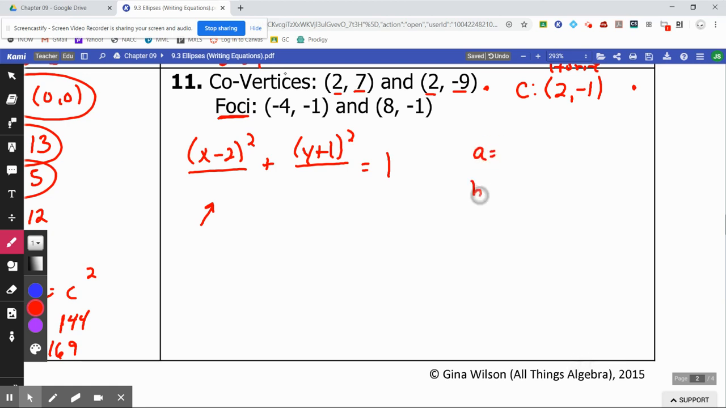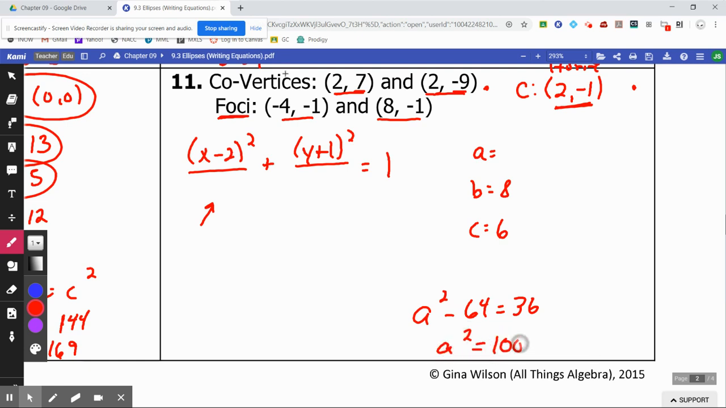We don't have A, but my B value is the distance from the center to either one of these, which would be a distance of 8. My C value is the distance from the center to either one of these, which would be a distance of 6. A squared minus B squared is equal to C squared. Move the 64 over, it gives you A squared is 100, so A would have to be 10. And again, my largest number is going to go under my x's. My 64, which is my B squared, will go under my y's.